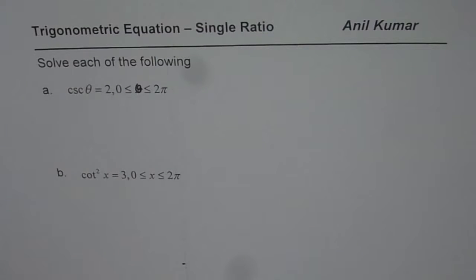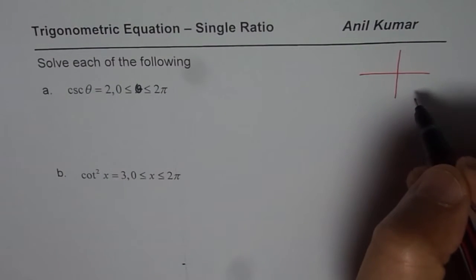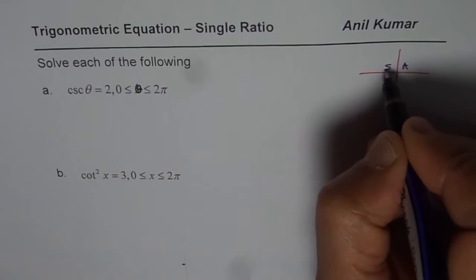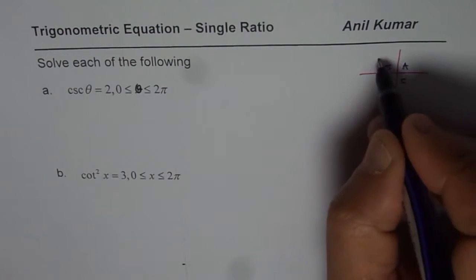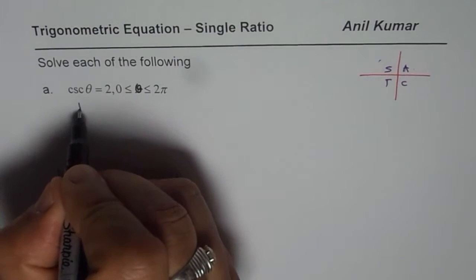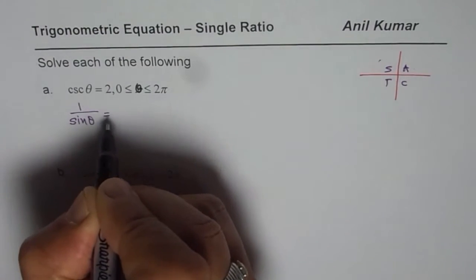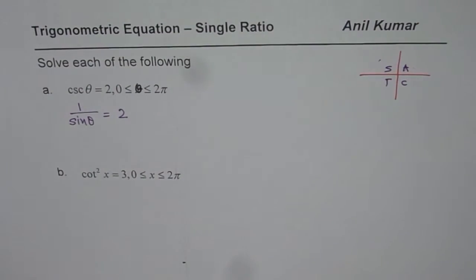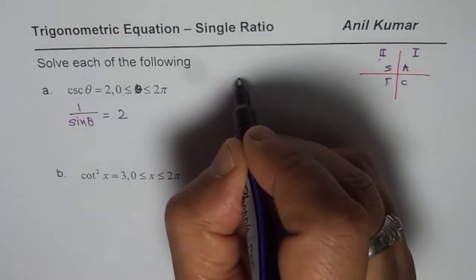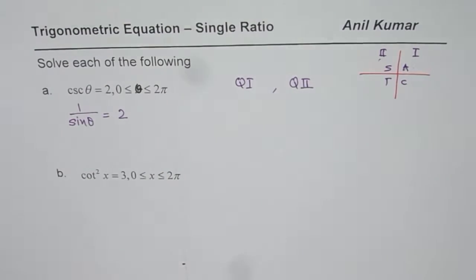I hope you remember our steps. Our step number 1 is to figure out in which quadrant the answer should lie. We know the rules. Some of you follow All Students Take Calculus, others the CAST rule. So cosecant is 1 over sine theta, right? Sine theta is 1 over 2, so sine theta should be positive. So we are looking for quadrant 1 and quadrant 2. Those are two possible situations.